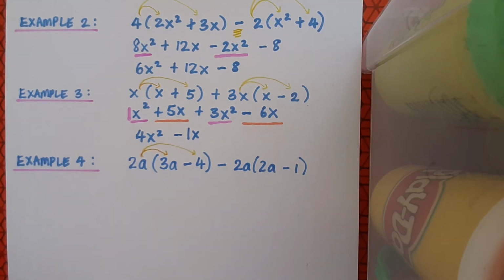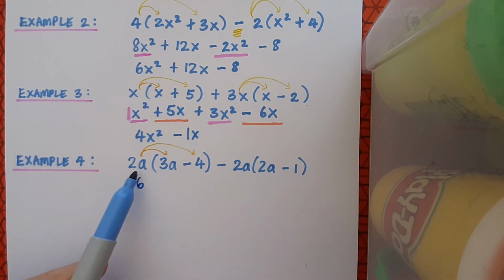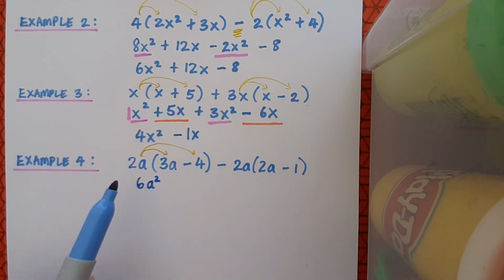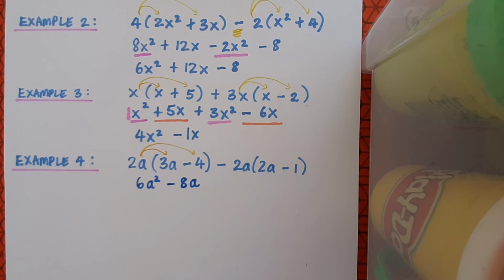So expanding the first bracket out, I've got 2a times 3a. So I'm multiplying the coefficients together, and then I'm multiplying the variables together. So 2 by 3 is 6, and a by a is a squared. Then I need to multiply 2a by minus 4. Again, just think about your signs. A plus by a minus is a minus. So here I get minus 8a.